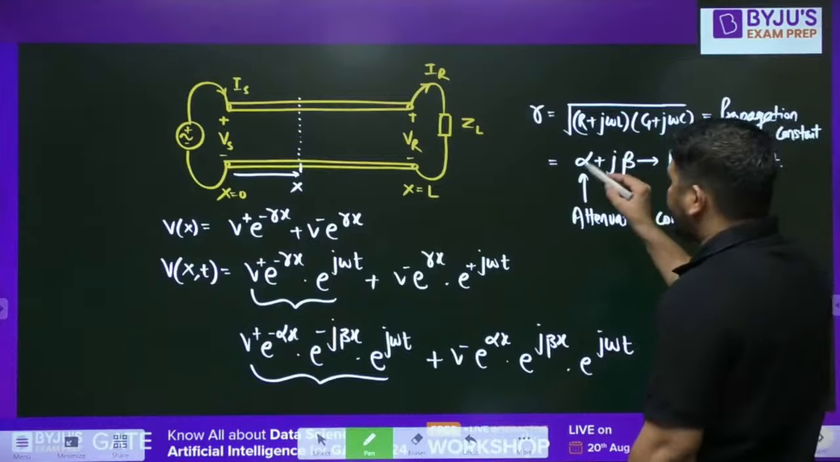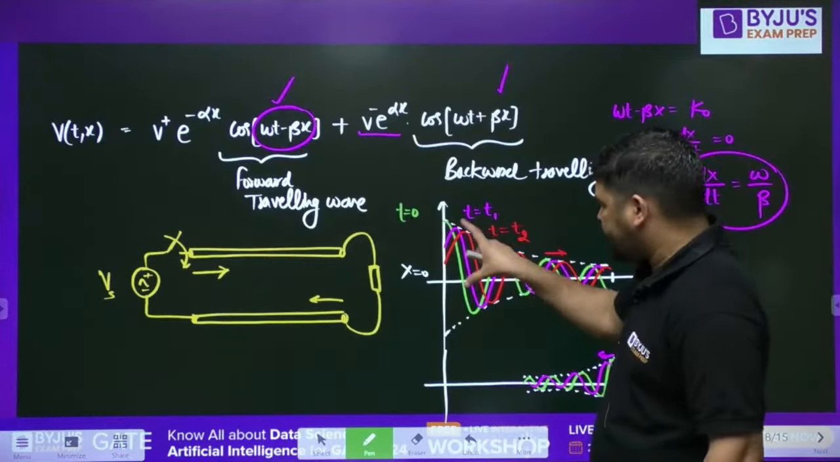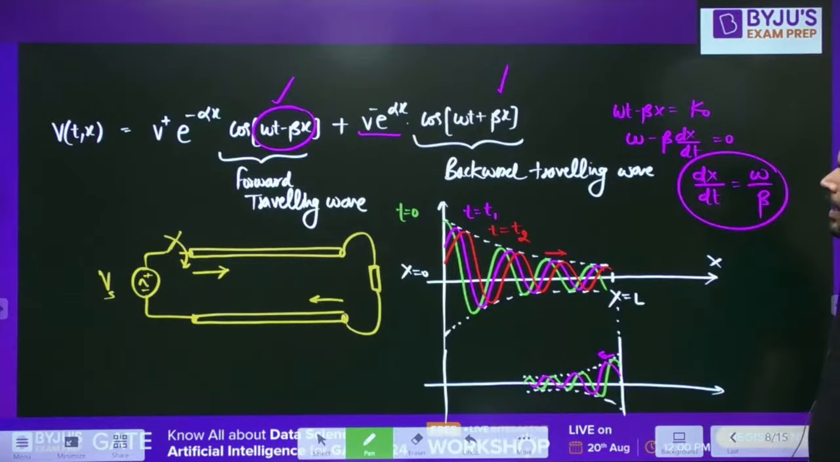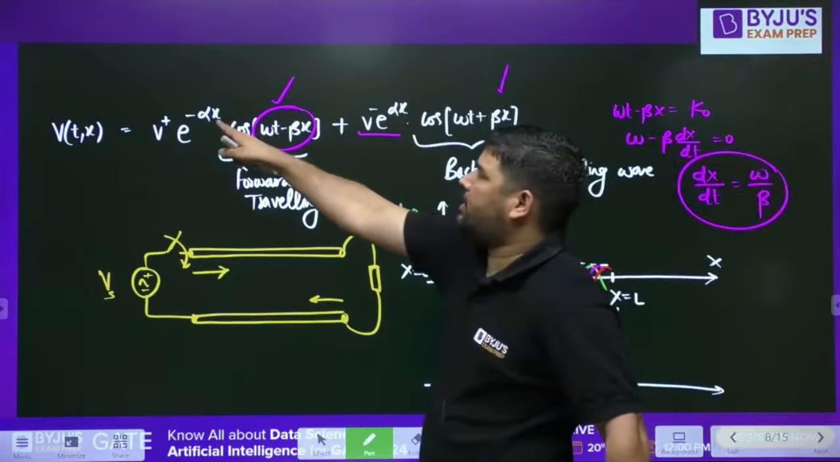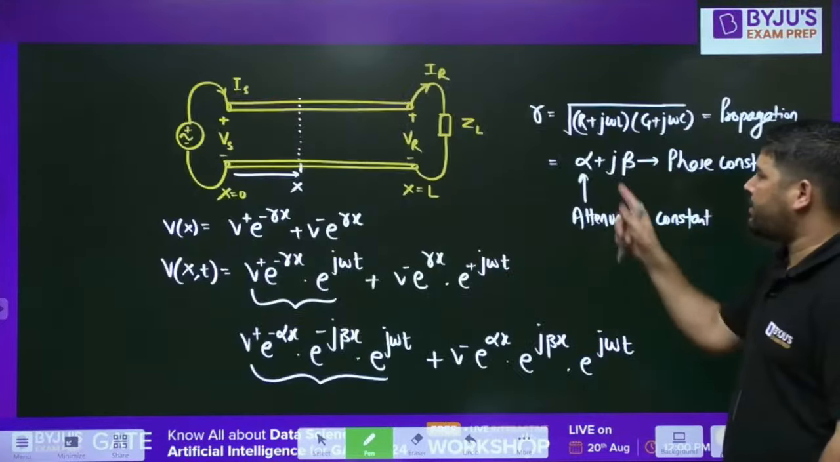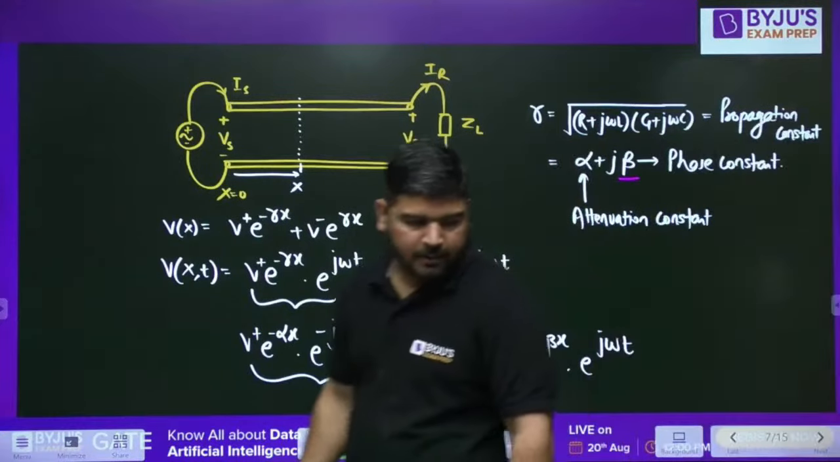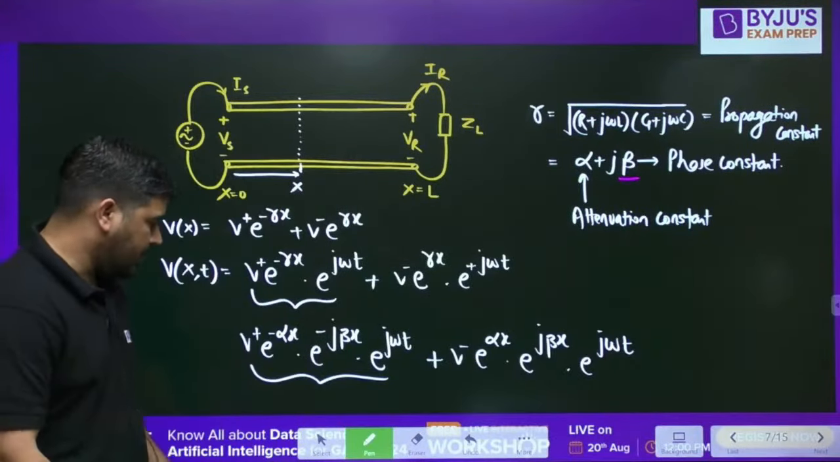Why do you call this alpha the attenuation constant? I told you, because it is responsible for decreasing the magnitude. If alpha is 0, let's say, then there will be no decrement of the amplitude. That's why we call it the attenuation constant. What is this beta? Beta is known as the phase constant.